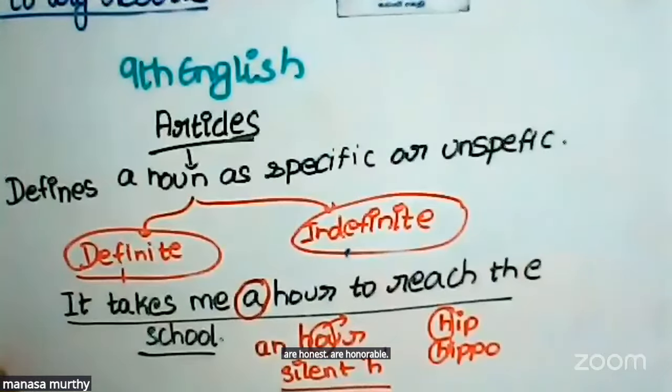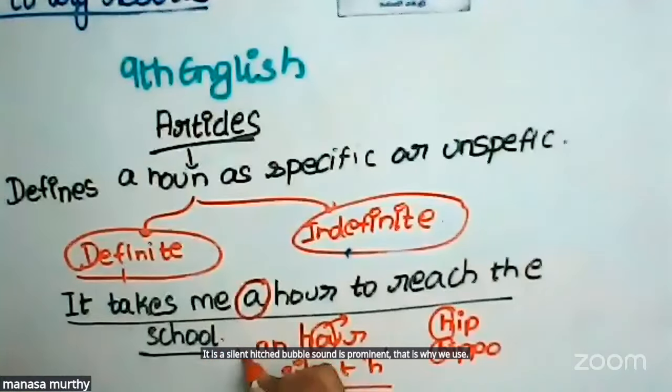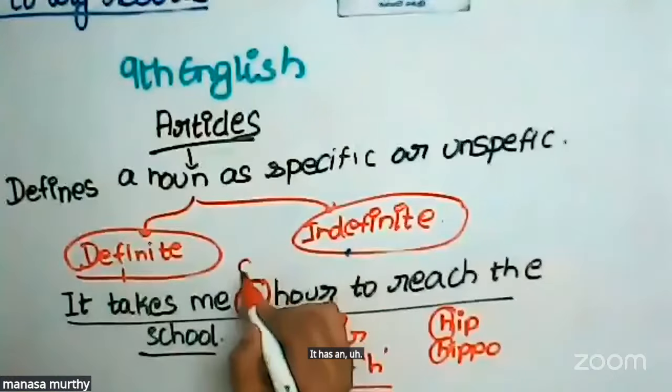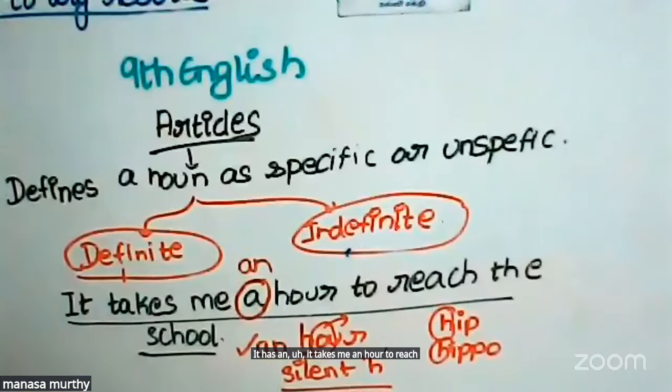Lot of examples using article the. Very nice. It is a silent H. Vowel sound is prominent. That is why we use it as an R. It takes me an R to reach the school. This is the correct sentence. Okay?